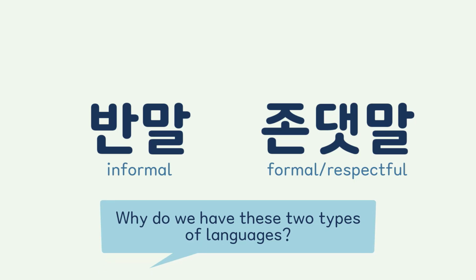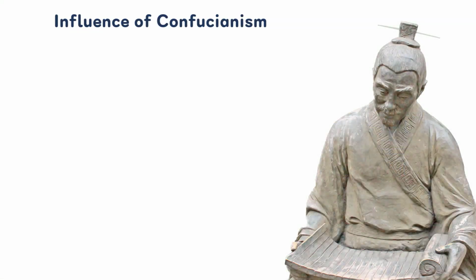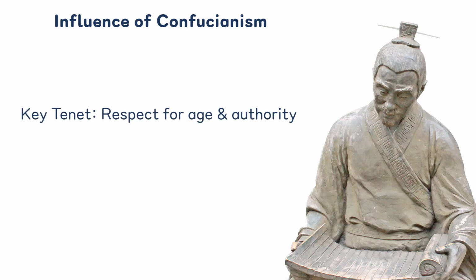And the reason why we have 반말 and 존댓말 is because of the Korean culture, which is heavily influenced by Confucianism. Now, we won't go into Confucianism in too much detail, but one of the key tenets of Confucianism is respect for age and authority. And to this day, it's an integral part of Korean society and culture. Now, the influence of Confucianism has led to the Korean society becoming highly hierarchical. Those who are older than us and those in position of authority, such as teachers and supervisors at work, are higher up in the hierarchy.